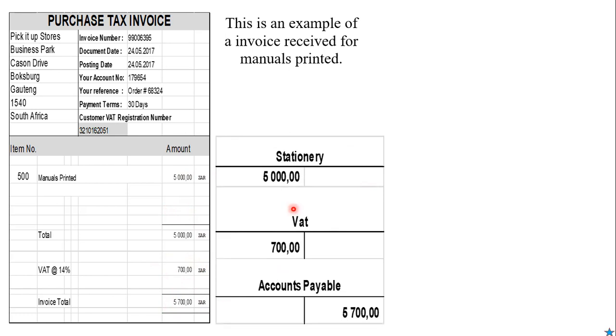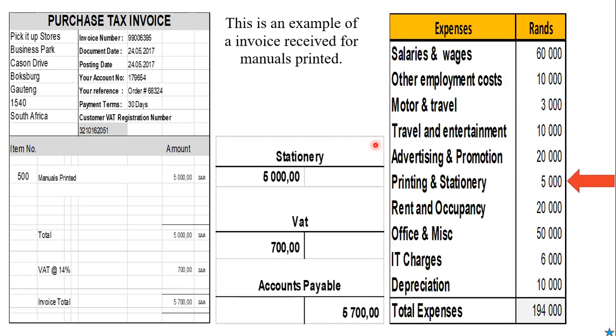You're going to debit stationery with a cost, excluding VAT. VAT is going to go to the balance sheet, to the VAT account, where it becomes a liability to the receiver. And then there's the accounts payable entry. The whole invoice goes onto that line because that's what's going to be due to your company that you purchased it from.